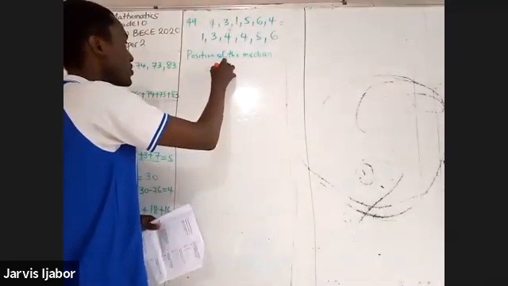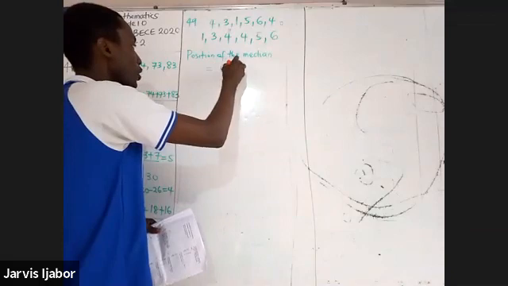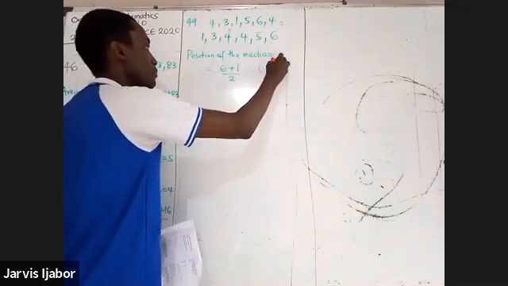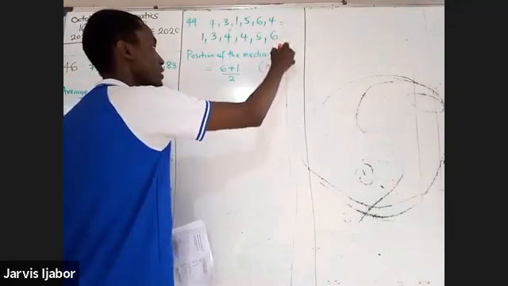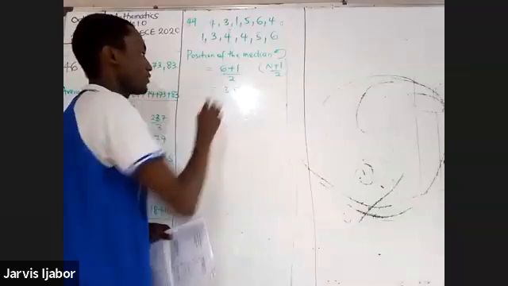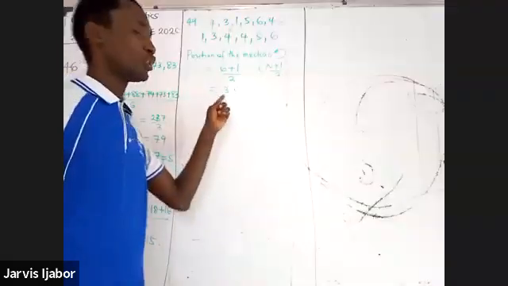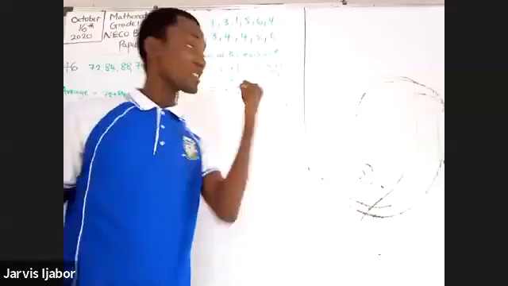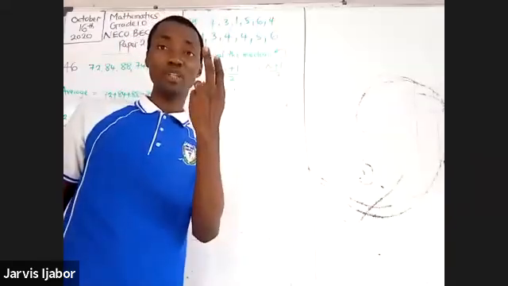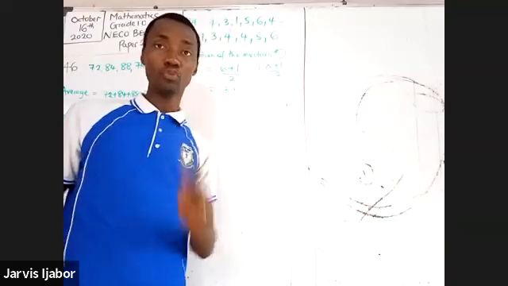The position of the median will now be what? 6 plus 1 divided by 2. The formula is n plus 1 divided by 2. That's the definition of the position of the median. That will be 3.5, so it means that you need to select 2 numbers. When you have a decimal, you select the 2 numbers at the middle and divide them by 2.